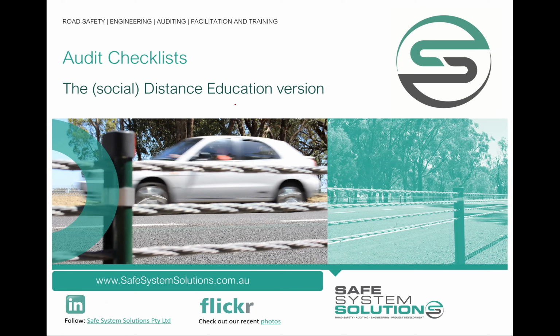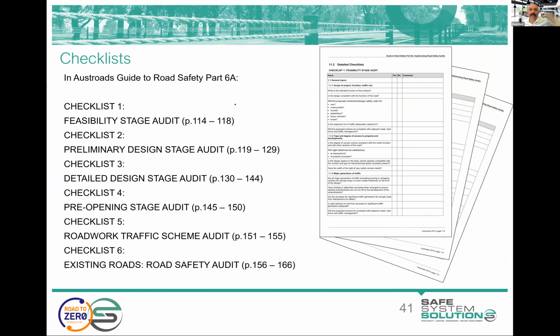Rightio. Let me tell you one more thing before we do a little worked example, and then I'll let you go and knock off for the week. Okay. So audit checklists. In the Austroads Guide to Road Safety, Part 6A, Road Safety Audit Guidelines, there are these things called checklists.